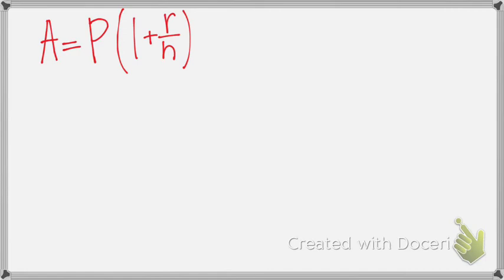So, A equals 627, hold on, P times 1 plus r over n, close parentheses, and what's in the exponent? n times t. Good.